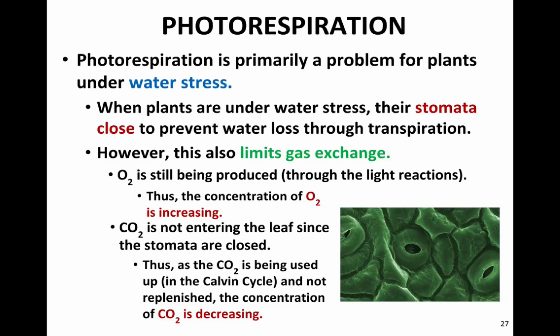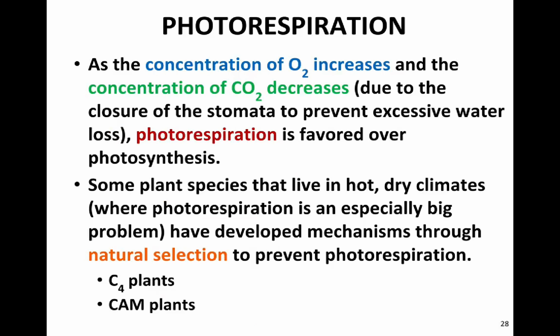But when the stomata are closed, because the plants want to prevent water loss, that O2 stays in high concentrations inside the plant. And in addition, CO2 is not allowed to enter the leaf since those stomata are closed, and CO2 is being used up in the Calvin cycle and not replenished. The concentration of CO2 is decreasing. So we see, for good reason, that a plant might close its stomata, but as a result of that, you increase the concentration of O2 and decrease the amount of CO2 that can be brought into the cell, and photorespiration, of course, is going to occur. So as the concentration of O2 increases and CO2 decreases, photorespiration is favored over photosynthesis.